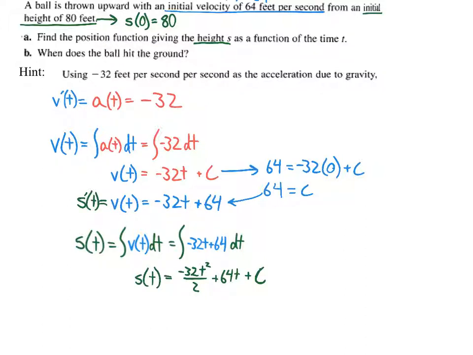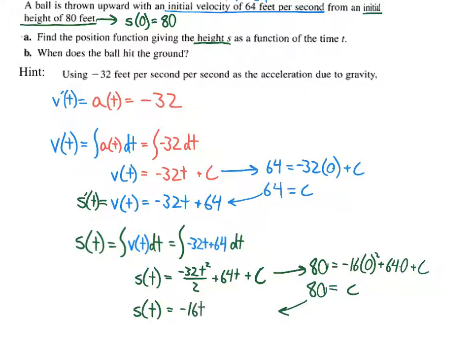Okay? So, once again, we're going to plug in that s of 0 is 80 because we want a particular solution. So that was negative 16 times 0 squared plus 64 times 0 plus c. C equals 80. So we plug that in, and we get s of t equal to negative 16t squared plus 64t plus 80.